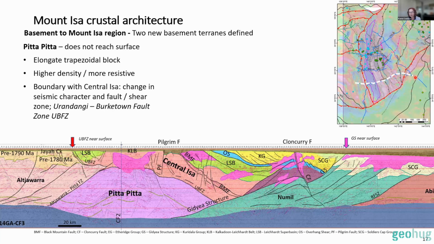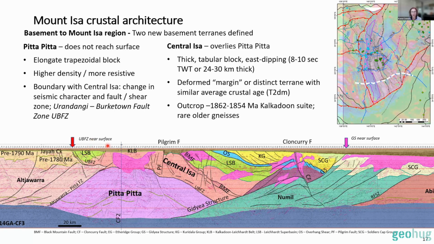Jumping down to the CF3 line across the southern part of the Mount Isa province. Pita Pita is an elongate north-south trapezoidal block. It's higher density and more resistive, as we can see from the MT data. You can see this east-dipping boundary with the more tabular overlying central Isa terrain. It's quite a thick tabular block. This boundary we refer to as the Urandangi-Burketown fault zone, and it extends a long way north-south along that western boundary.